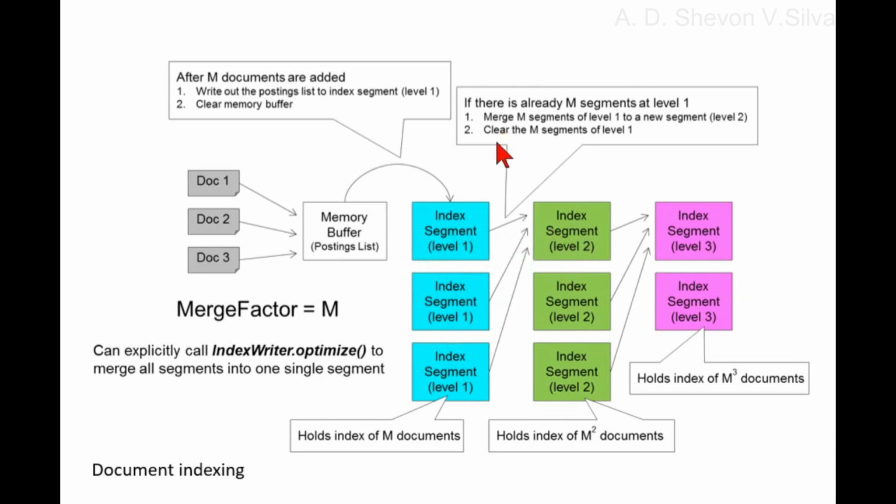If there are already M segments at level 1, step 1, merge the M segments of level 1 into a new segment of level 2 and clear the M segments of level 1. And here you can see the index of M documents, and here the index of M to the power 2 documents, and index segments of level 2 are connected to index segments of level 3, which holds the index of M to the power 3 documents.